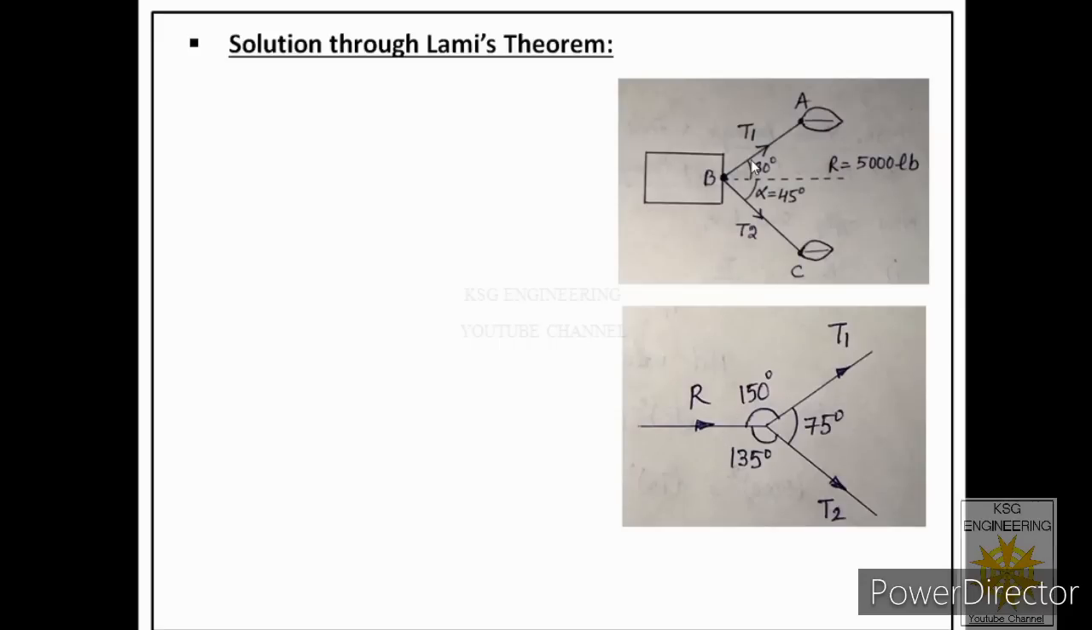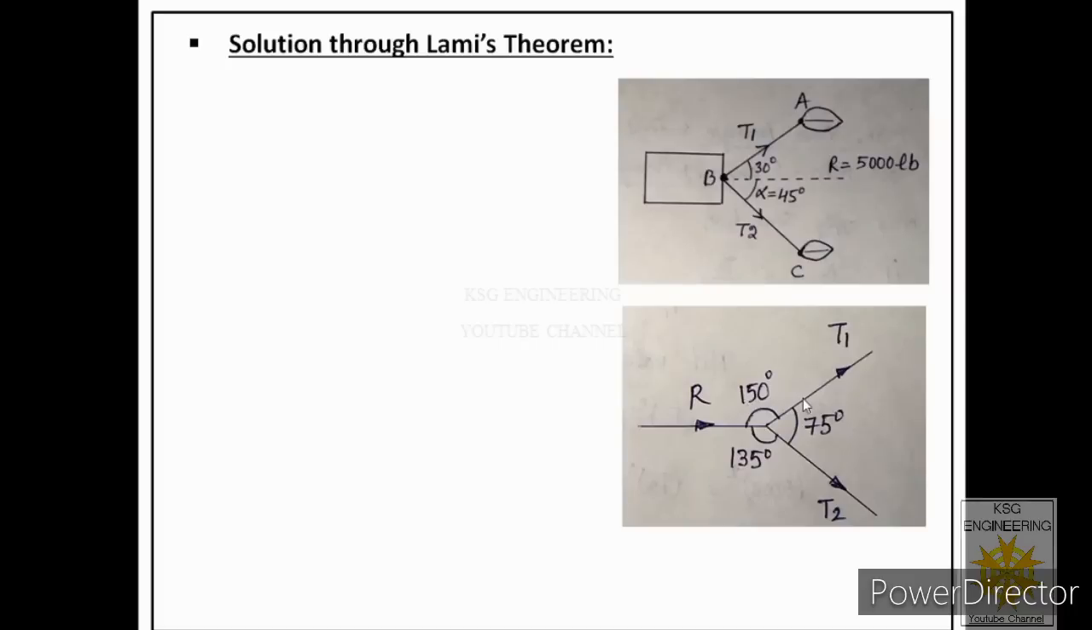Now between the first two forces, angle is directly known from the free body. We just have to add 30 plus 45 degrees. So that will become 75 degrees. Now let us find the angle between T1 and R. So how to find that angle? Look over here. If I sketch this horizontal line this side, then total angle will be 180 degrees. So when we subtract 30 degrees from 180 degrees, then we will get angle between T1 and R. That will be equal to 150 degrees.